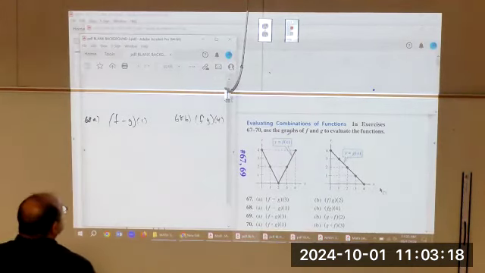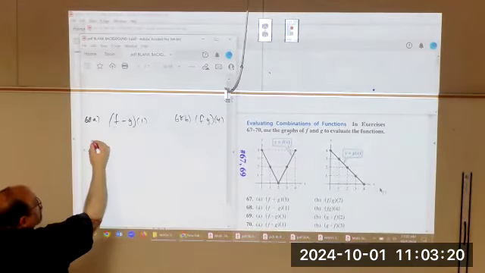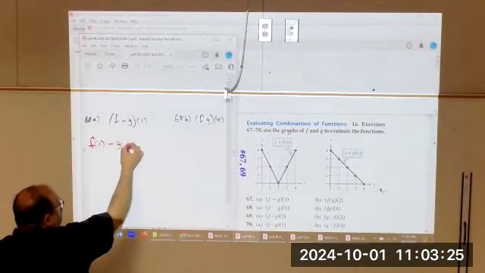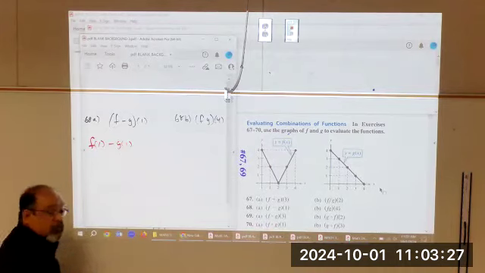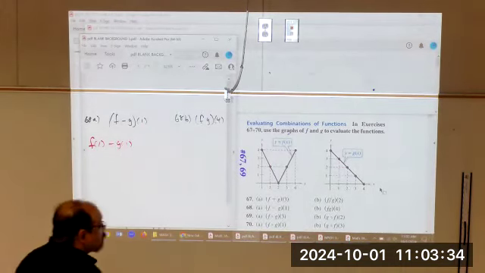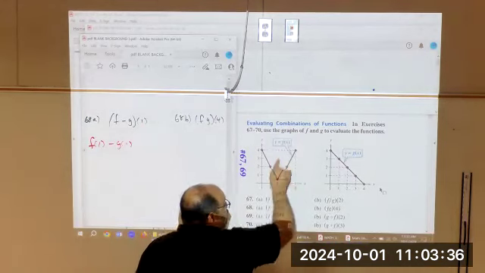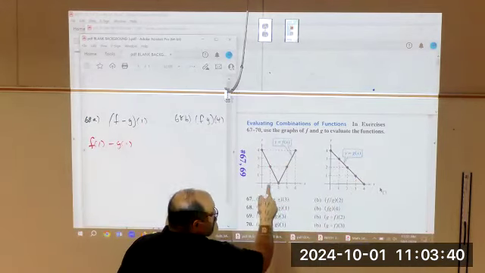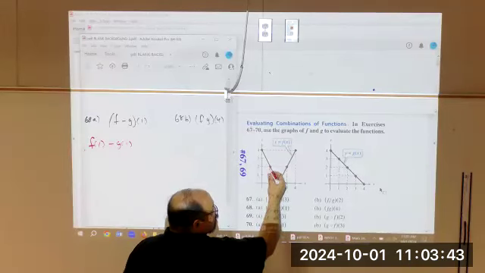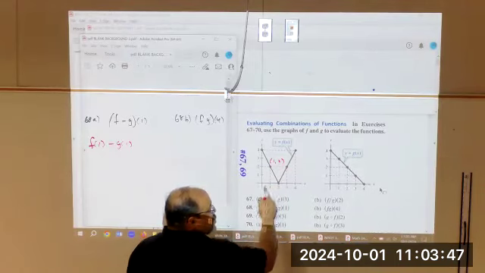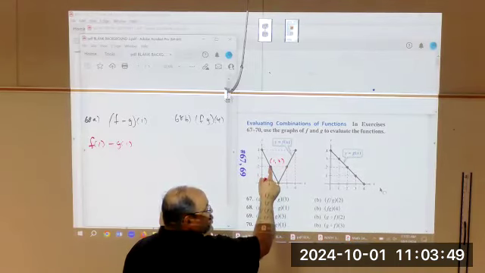This means F of 1 minus G of 1. So normally you'd be given a function, you got to go plug 1 into F, plug 1 into G, and subtract the answer. But we don't have a function, we have a picture. This is a picture of F of X, that's a picture of G of X. F of 1 is the ordered pair. When we plug in 1, we get 2. F of 1 equals 2.